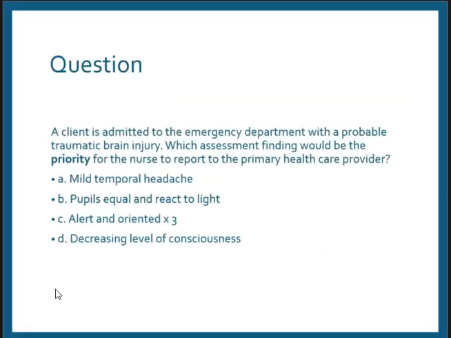So you have a client admitted to the ED with probable traumatic brain injury. Which assessment finding would be priority for the nurse to report to the healthcare provider? A mild temporal headache, pupils equal and react to light. That's a good sign. Alert and oriented x3. That's a good sign. And decreasing level of consciousness. So they had a probable TBI, and what is our priority patient? Anyone that has a decreasing level of consciousness.